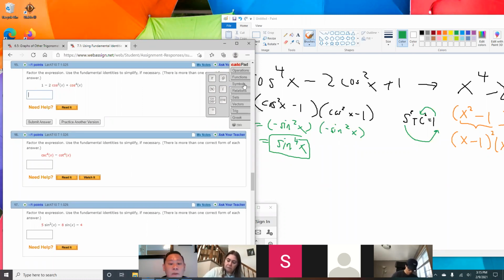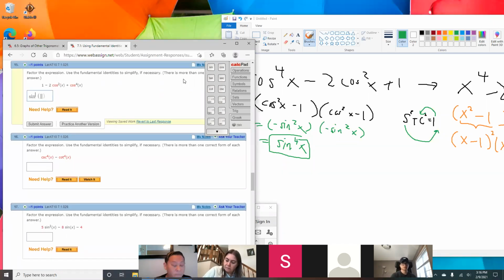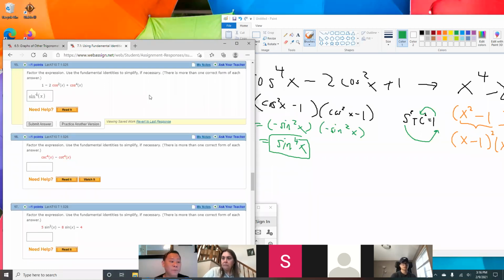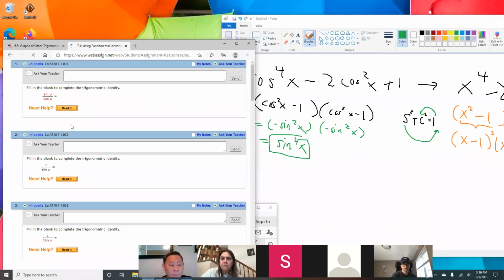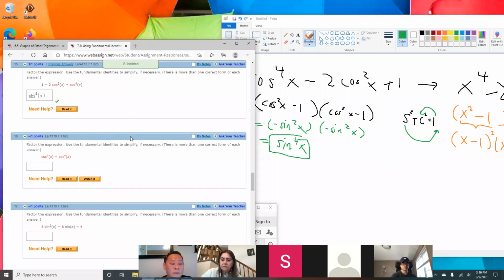How do you put this? Trig. There you go. Sine 4, there you go, x. So in order for you to make power, you use the caret, shift 6. You guys okay here? Make sure you know how to type this one out. Sine 4x. You guys all right here?